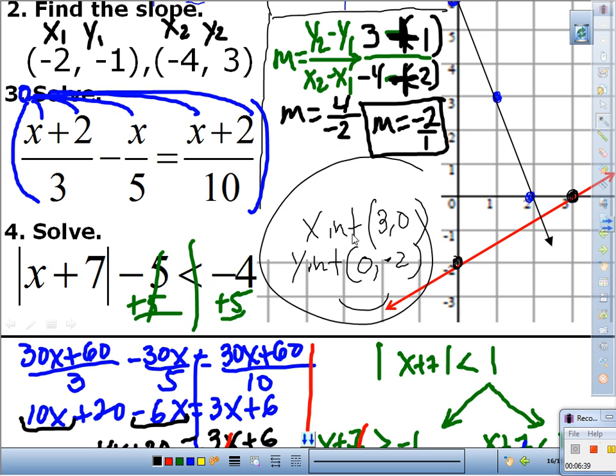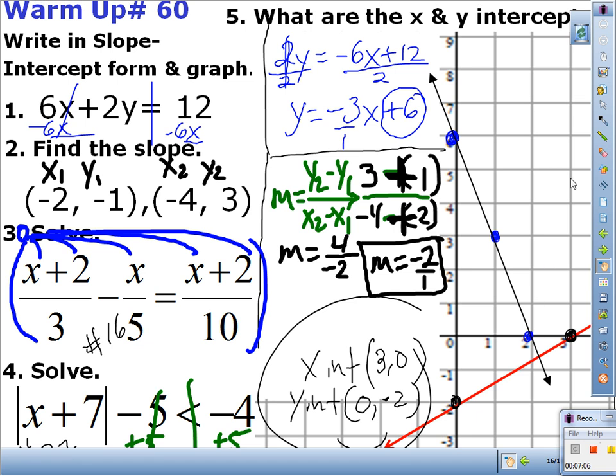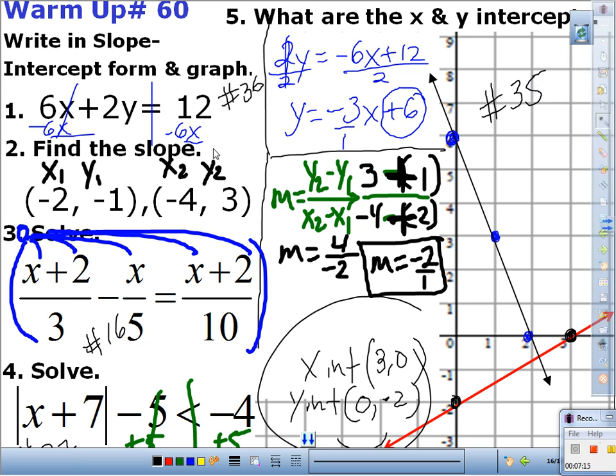Now check this out. I want you to go to your study guide and check your work on all of these. Those are straight from the study guide. Number 3 was number 16. Number 4 was number 27. Number 5 was 35. Is that correct? Number 1 is number 36. And number 2 is number 37. Check your work on all of them to make sure that you got them.